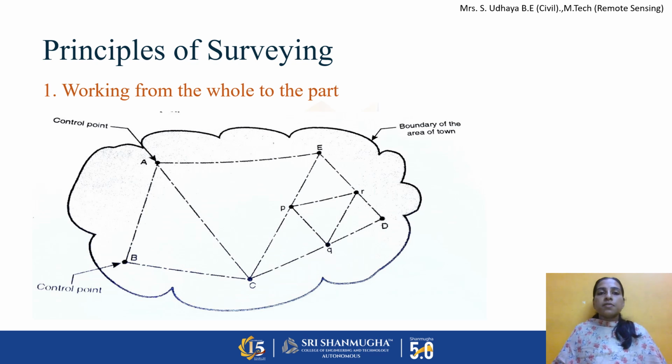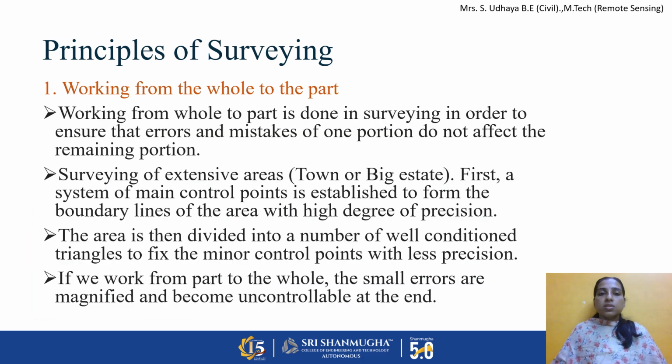Coming to the principles of surveying, we have two basic principles. One is working from whole to the part. Here the whole area to be surveyed is divided into n number of well conditioned triangles. So by measuring the sides of the triangle, we can compute the area of each individual triangle. By summing up all the areas, we will be able to calculate the total area. Okay, so this is working from whole to the part.